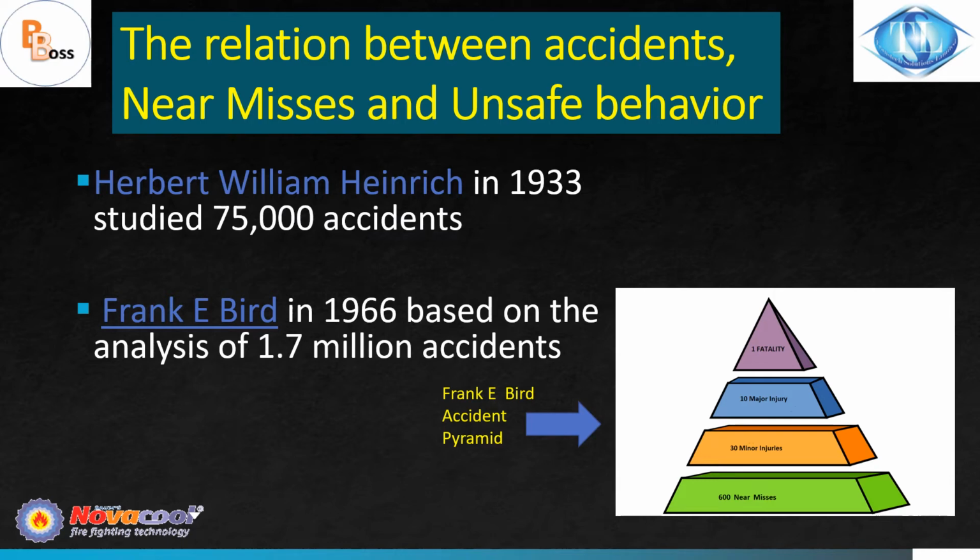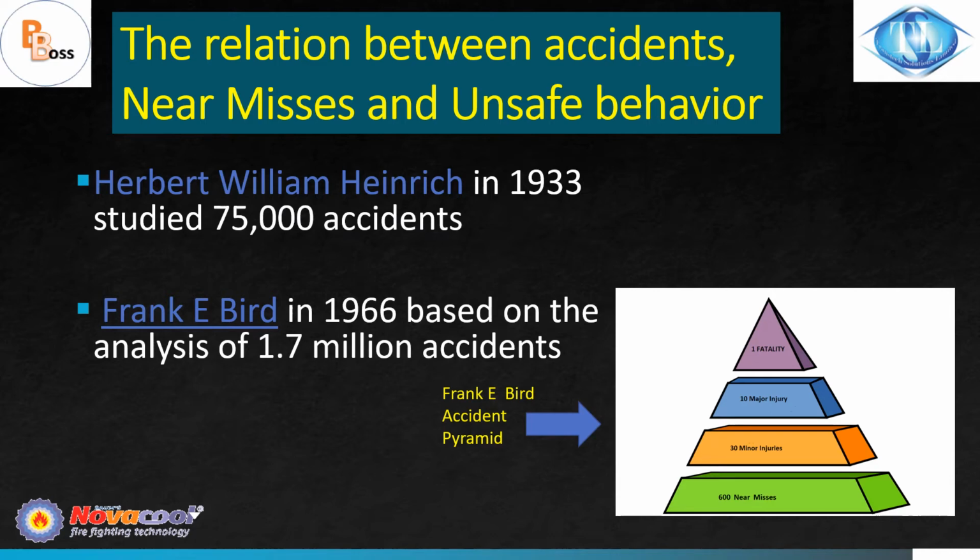He came up with what we now call the accident pyramid. If you take a closer look, although the text here may be a little small, you can see the ratios: one fatality, and for every one fatality there were 10 major injuries, and these 10 major injuries were preceded by 30 minor injuries, and the 30 minor injuries resulted maybe from 600 near misses.